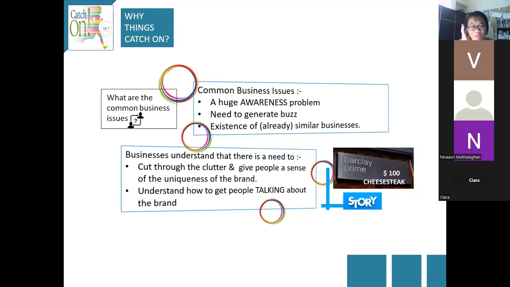And on your part, what it means as well is you need to understand how, if you want that thing to go viral, you need to understand how to get people to start talking about your product or service. Okay, let me repeat that. You need to understand how to get people to start talking about your product or service.